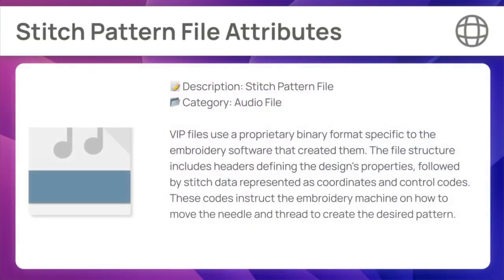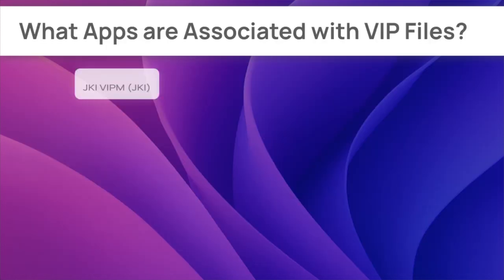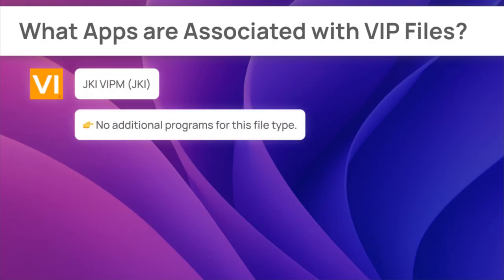VIP files use a proprietary binary format specific to the embroidery software that created them. The file structure includes headers defining the design's properties, followed by stitch data represented as coordinates and control codes. These codes instruct the embroidery machine on how to move the needle and thread to create the desired pattern. The ideal software for creation and opening of VIP is JKI VIPM from JKI.